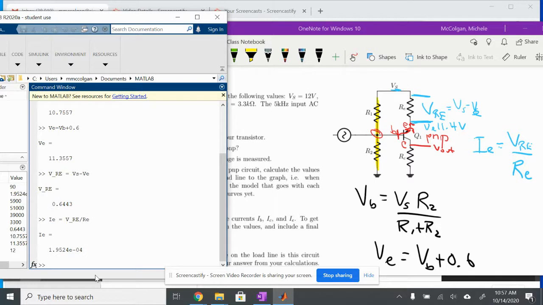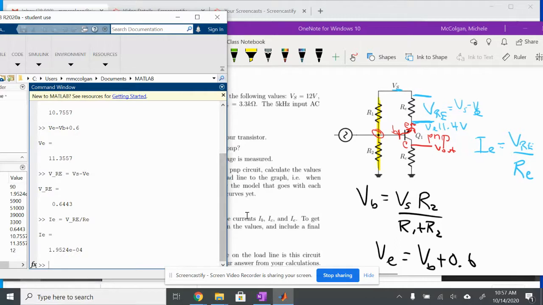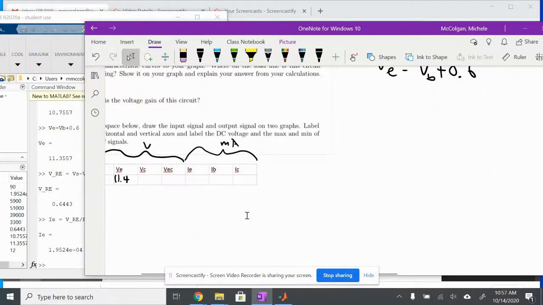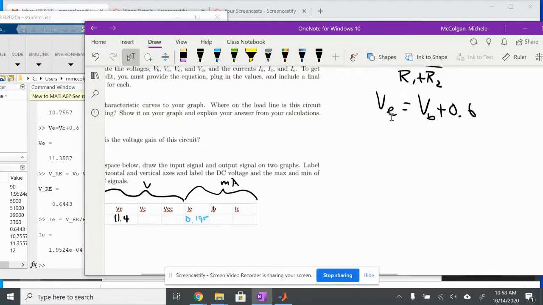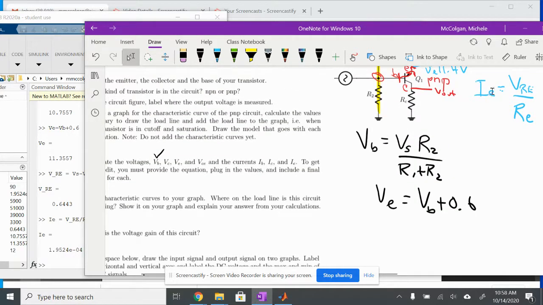And I get 0.195 milliamps. So I know my V, let's see, did I have, yeah, okay. So right here, I'm going to write 0.195. Great. And now I can calculate next my IB. So IB is going to be, so I've got my IE now, so I've calculated that.